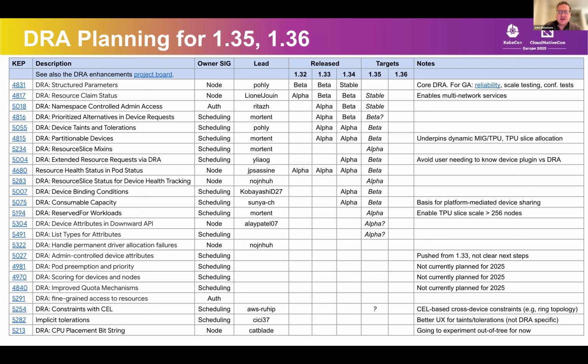Okay. Device binding conditions. So Kobayashi is not going to be the one running this in 1.35 going forward. I don't remember your name; the person taking over is here or not. I do know that there's a desire to take this to beta. I think the reviewer bandwidth and the scheduling team will probably be the gating factor.